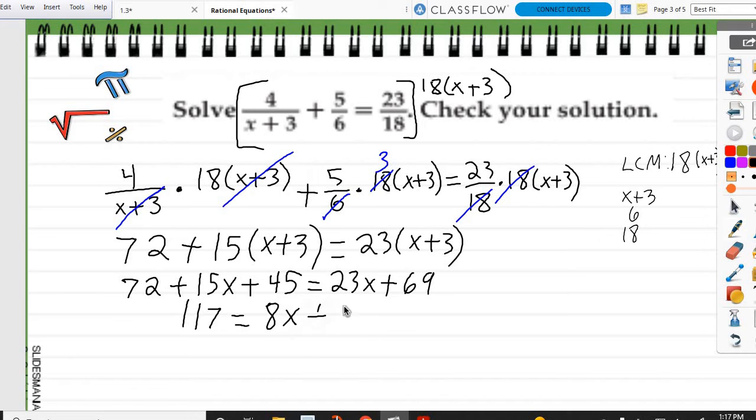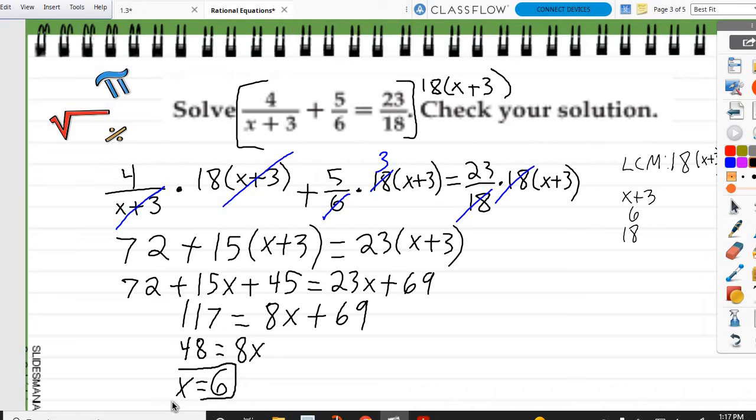And then if I go ahead and subtract over my 15x, what is 23x minus 15x? 8x. So then my next two steps, I'm going to subtract my 69. So 117 minus 69 is 48. And then divide by 8. So we get x equals 6.